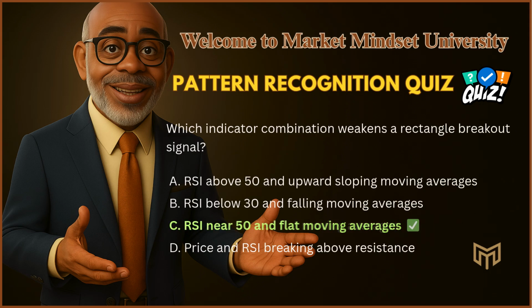The correct answer is C, the RSI near 50 and flat moving averages. When the RSI stays near 50 and moving averages remain flat, traders often interpret this as weak momentum and lack of clear trend direction. This may reduce confidence in the strength of a rectangle breakout and increase the possibility of a false signal.